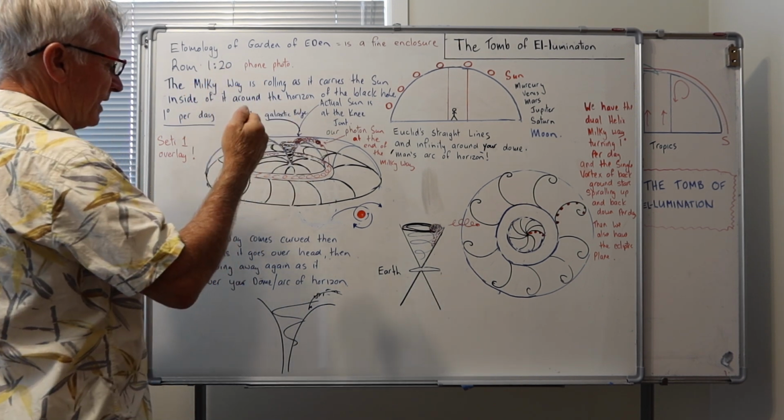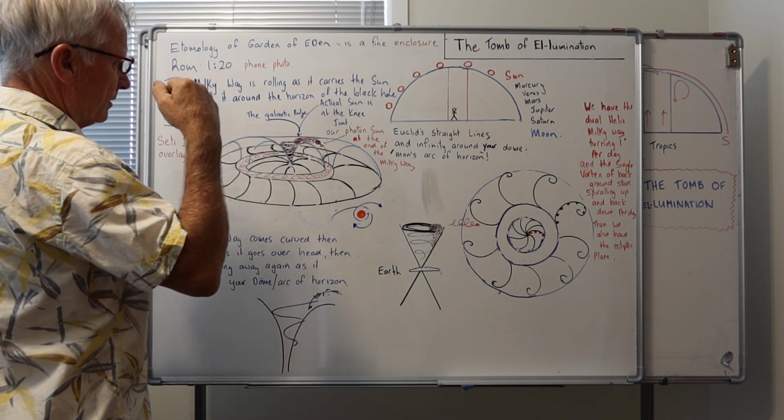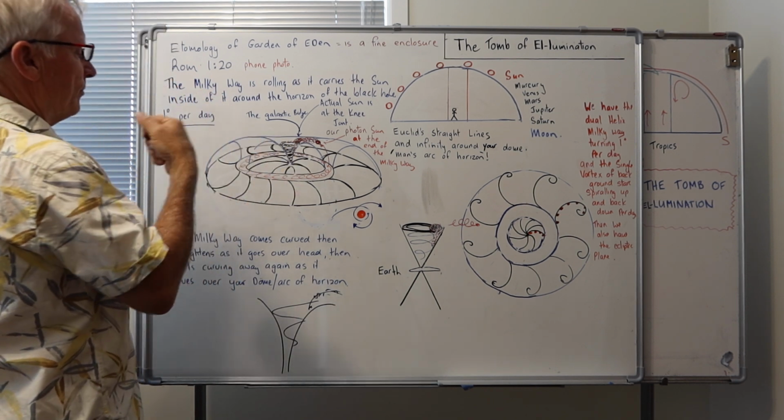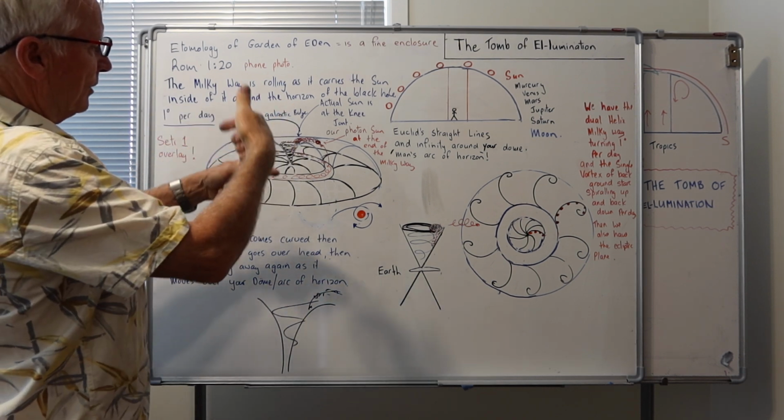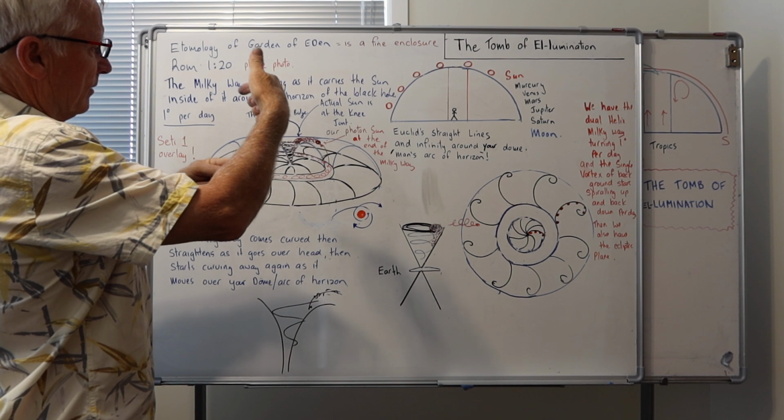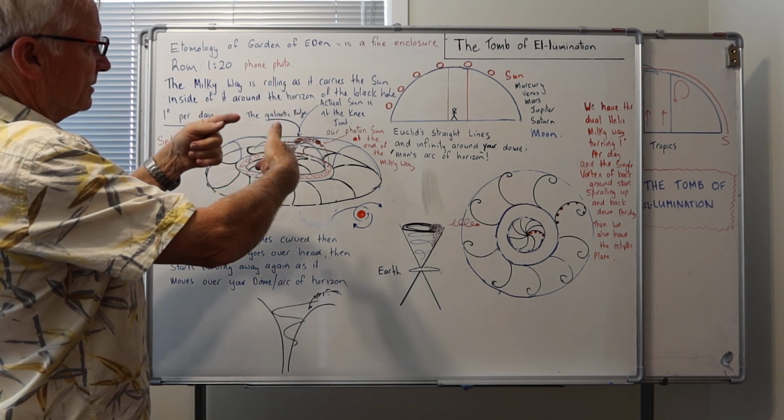The sun laps the stars over a year. The sun laps the moon over a month. You've got the rolling of the Milky Way, 1 degree per day, full rotation plus.